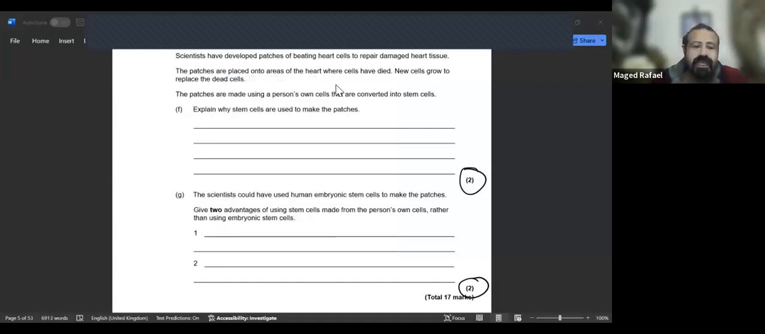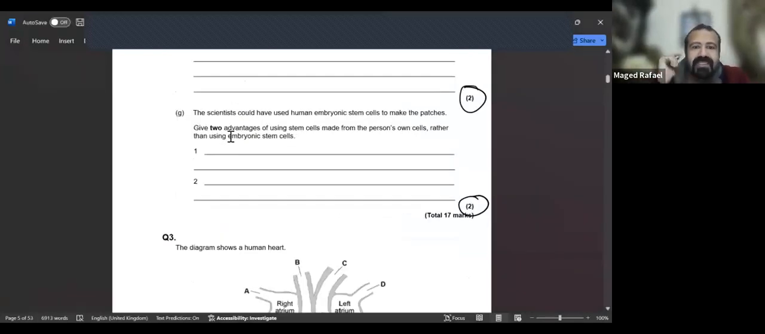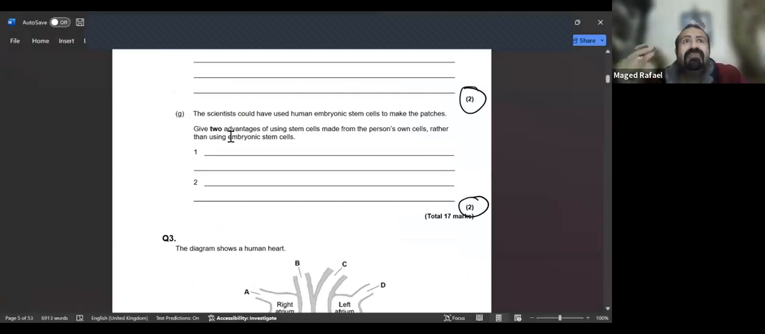Okay, Salma. Look, I think we can take the first mark if we wrote about the definition of the stem cells because he did not mention this here. So we can write that the stem cells are undifferentiated cells and they can develop into different types of cells like all what you mentioned to become specialized. Let's go to the second question. Give two advantages of using stem cells made from the person's own cells rather than using embryonic stem cells.